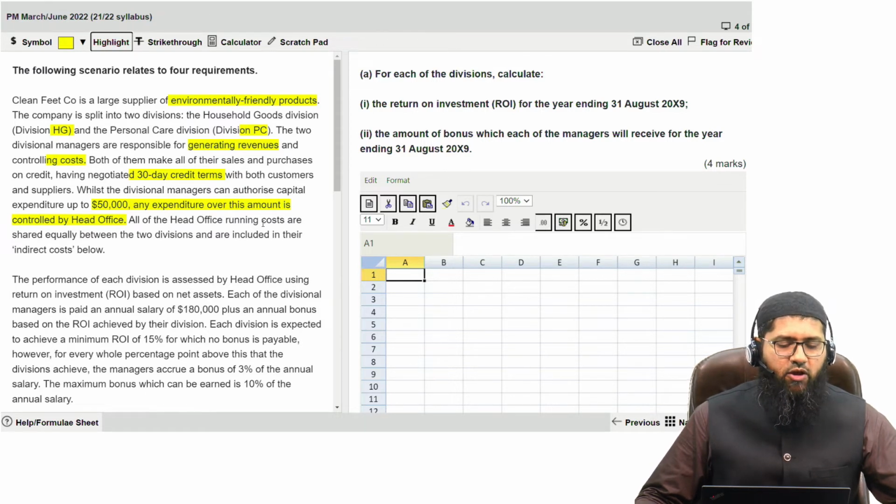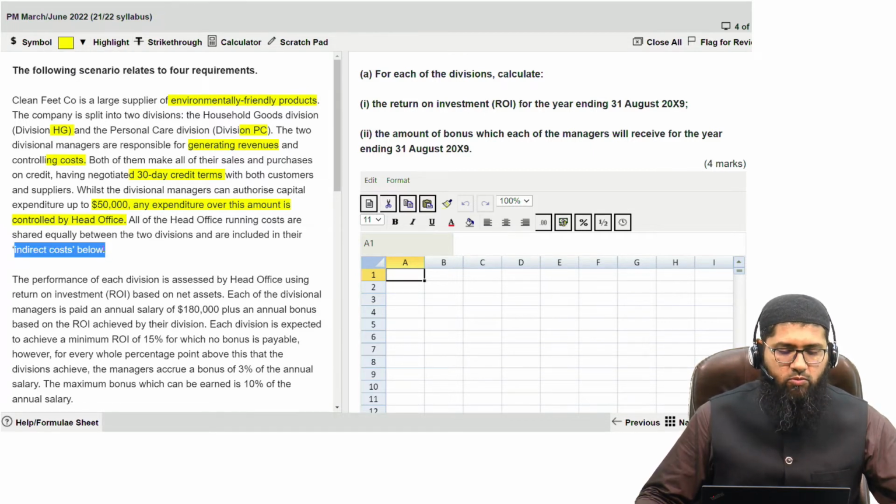All of the head office running costs are shared equally between the two divisions and are included in the indirect cost below.